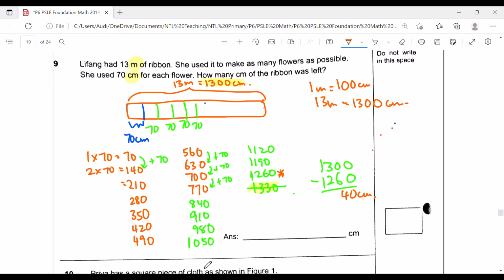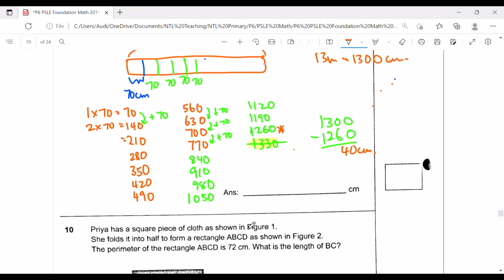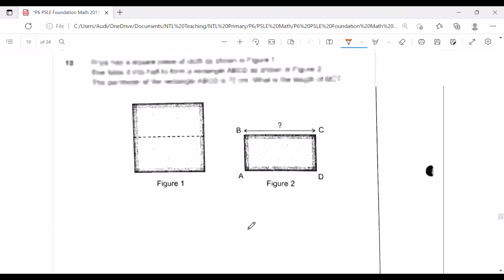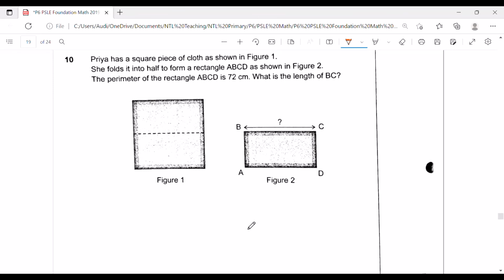Please pause the video, try question number 9. You can use either method, and then you can continue the video. Okay, let's finish off with question 10.